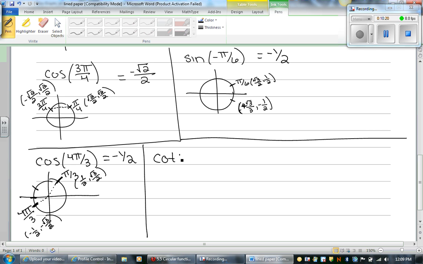Next one is going to be cotangent at pi. Remember, cotangent is the reciprocal of tangent, so instead of being sine over cosine or y over x, it's going to be x over y. Pi is right here. This is the point negative 1, 0. So x is negative 1, y is 0. This is going to wind up being undefined.